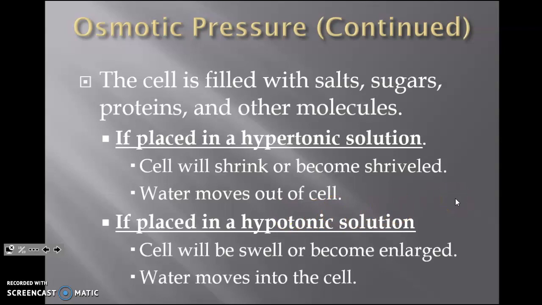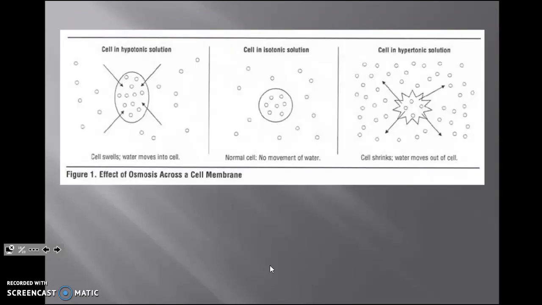So the cell's filled with salts, sugars, proteins, other molecules. If it's placed in a hypertonic solution, then it's going to shrink, because if you put something in a hypertonic solution, it's going to suck all the water out of that cell because it needs the water. You put it in a hypotonic solution, then it's going to swell, because the water in the hypotonic solution is going to go into the cell because it's going into a higher concentration of water.